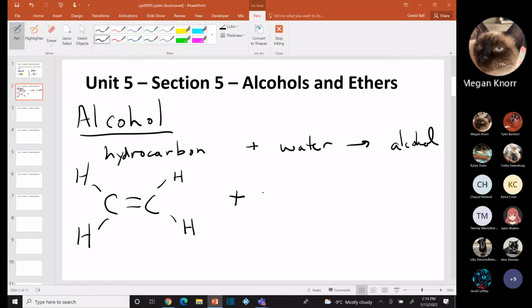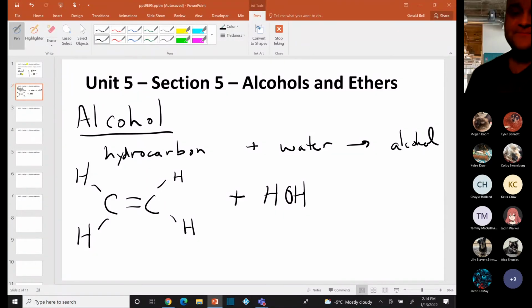It makes more sense to not write H2O and to write water as HOH.